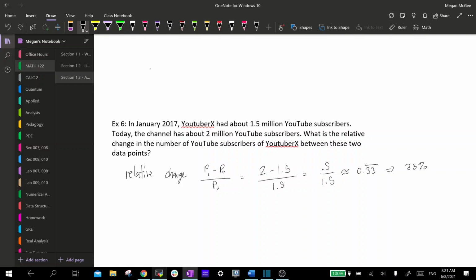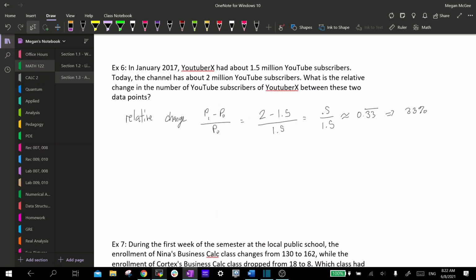So what does this mean? Well, 500,000 subscribers seems like a lot, but it's only a 33% increase. So that's what this calculation is telling us, that YouTuber X's subscribers increased by 33%.